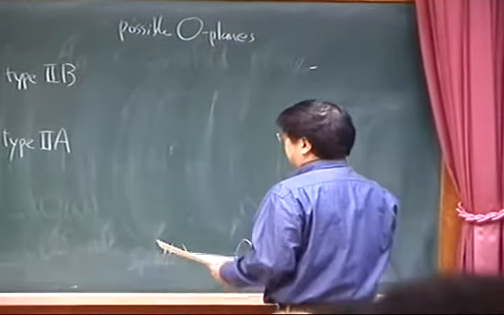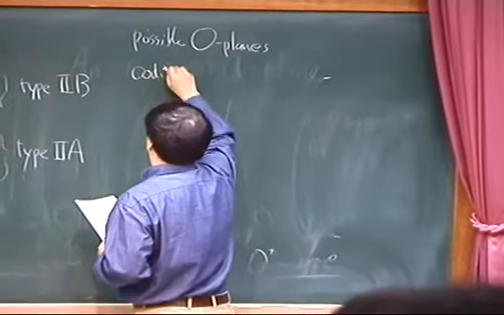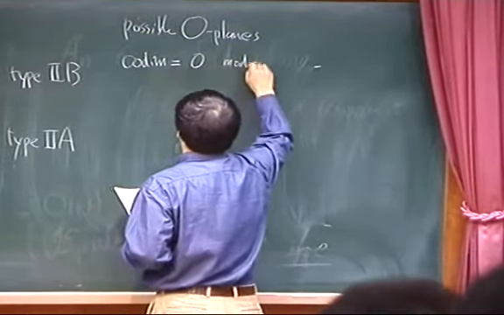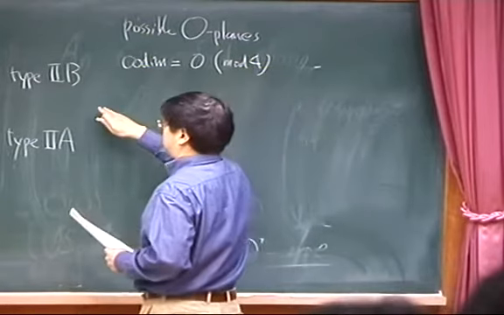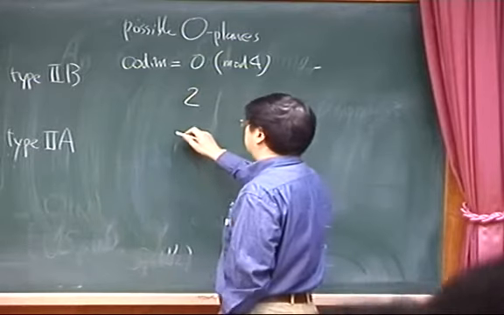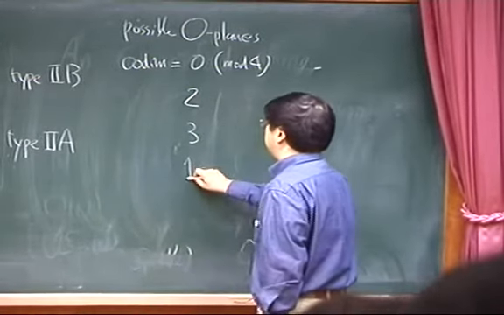So for B plus, you have codimension equal to 0 mod 4. And for B minus, it is 2 mod 4. And A plus, this is 3 mod 4. And A minus, it is 1 mod 4.